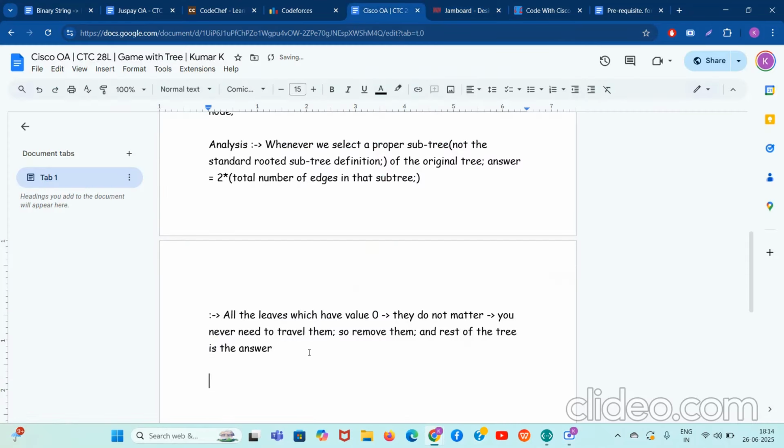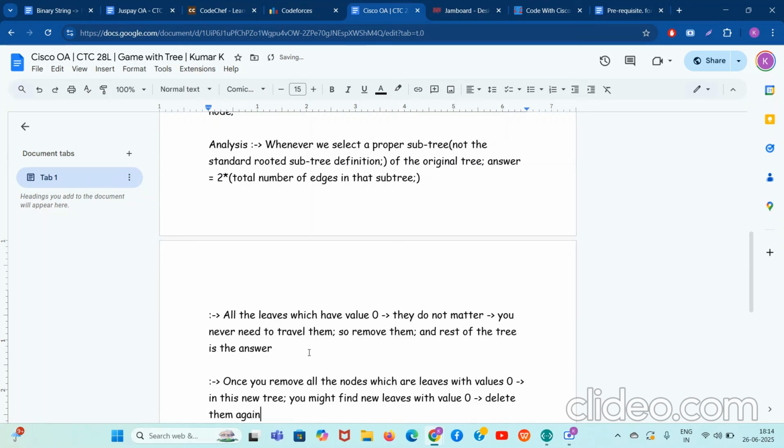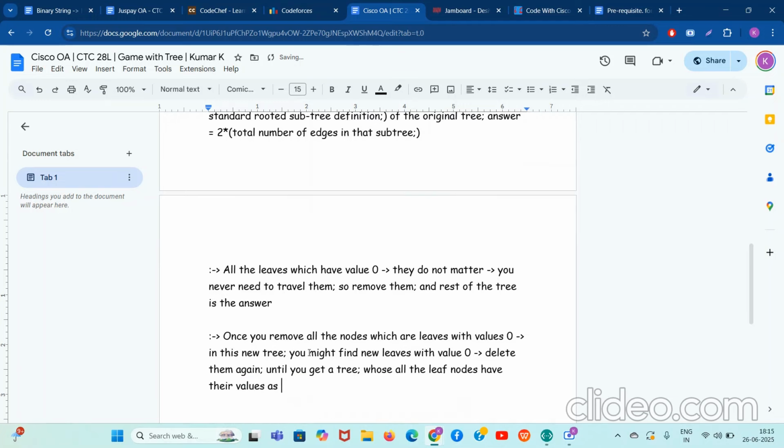So the next thing which is very, very important is that once you remove all the nodes which are leaves with value 0, in this new tree, you might find new leaves with value 0. Delete them again. You can use even basic DSU for this, disjoint set union, BFS, DFS, recursion or something like that. Just keep on deleting them again until you get a tree whose leaf nodes all have value 1. That is what you will reach, guys.